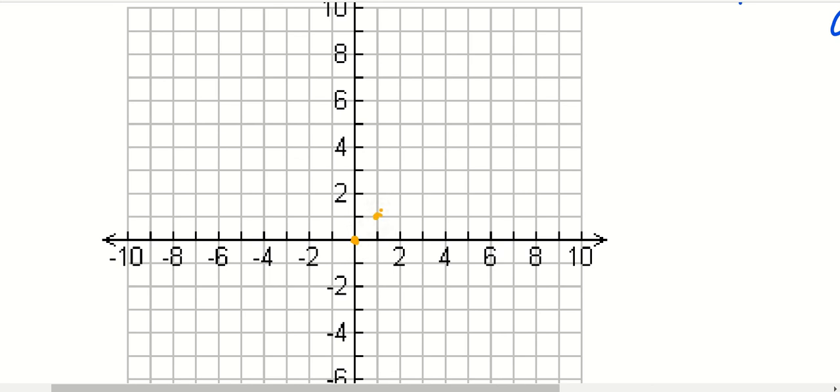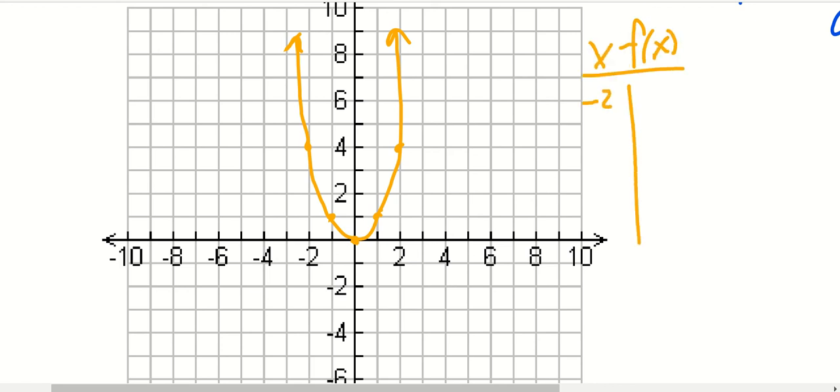We said the vertex at (0, 0), (1, 1), (-1, 1), and let's do a couple more. (2, 4) is always good, and (-2, 4) is good. And that gives us our basic parabola shape. So these are going to be points on the graph of f of x. Let me just maybe make a mini table here. (-2, 4), (-1, 1), (0, 0), (1, 1), and then (2, 4).